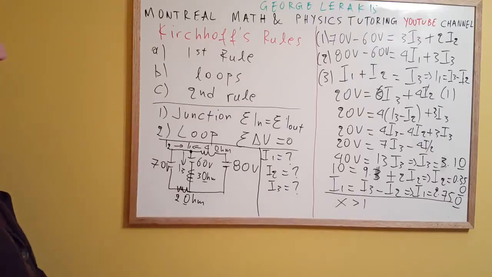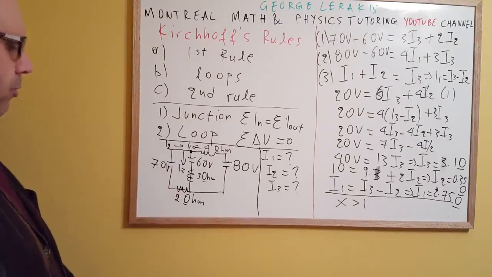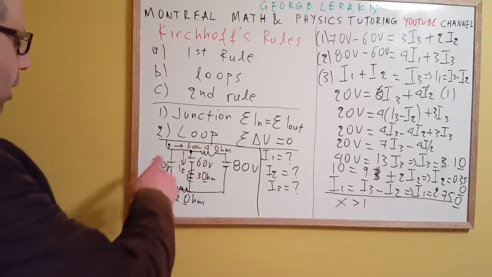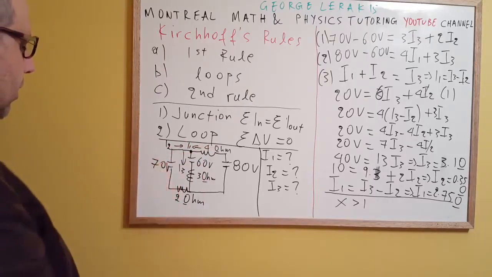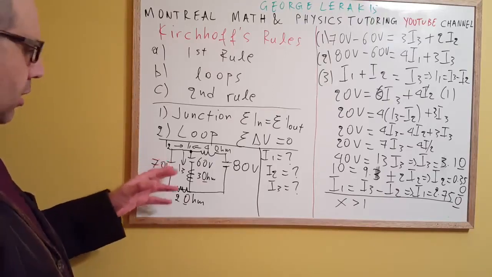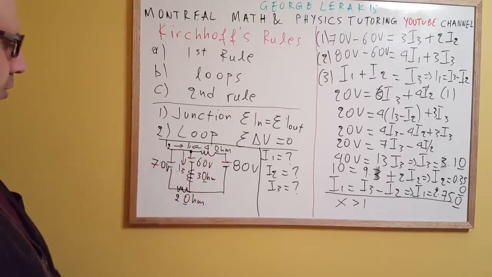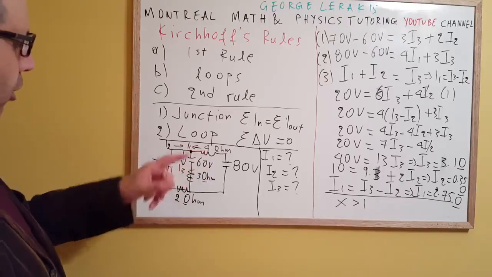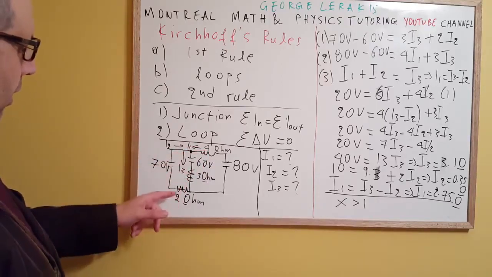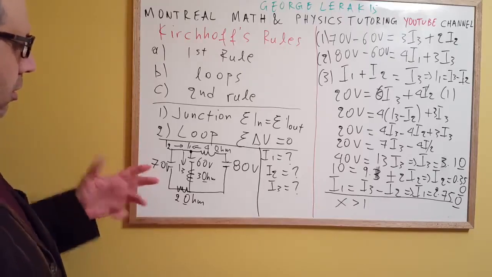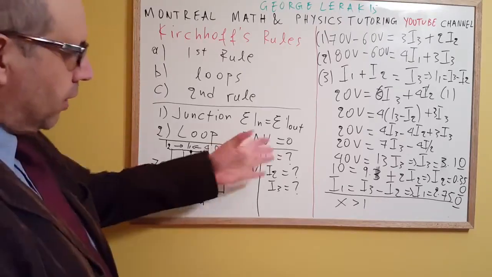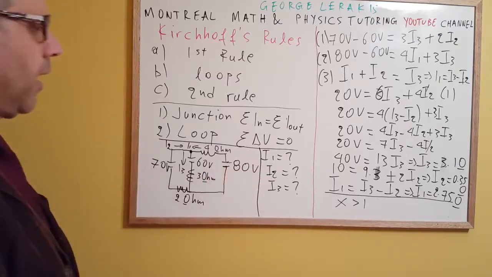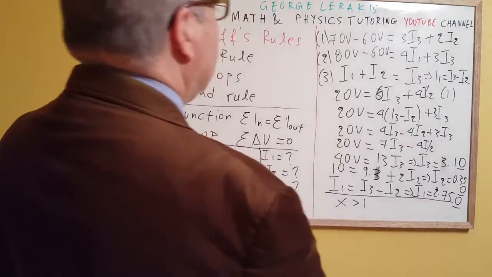So now let's do a problem. We have this circuit here, where this is 70 volts, this is 60 volts, and this is 80 volts, and we have also that this resistor is 4, this is 3, and this is 2. The question is to find the currents I1, I2, and I3.